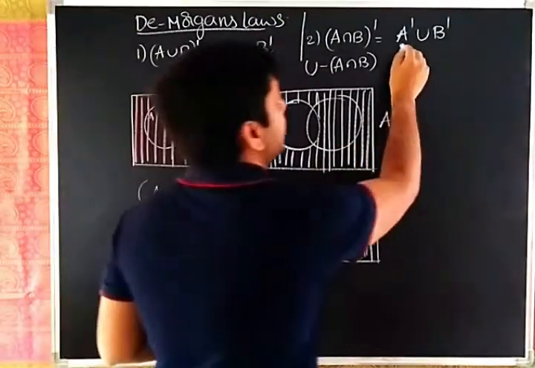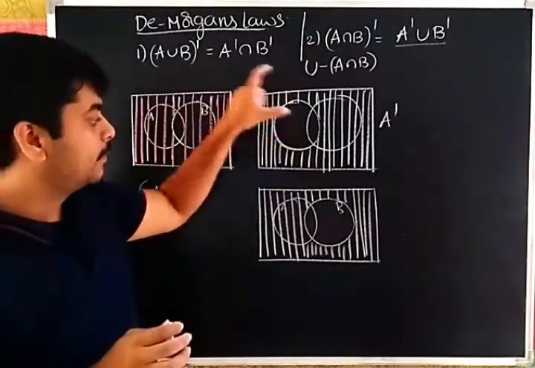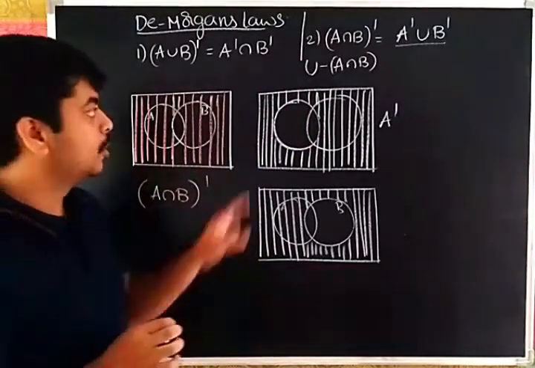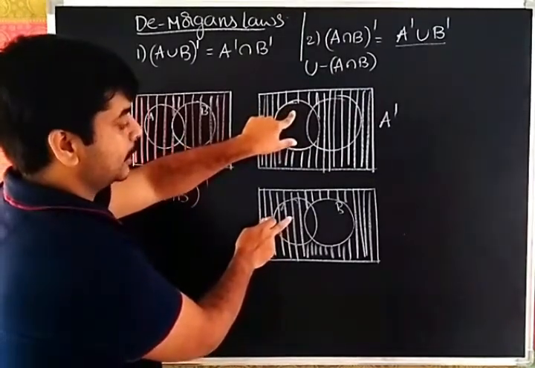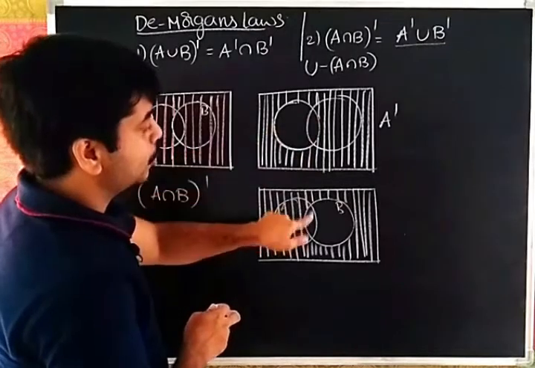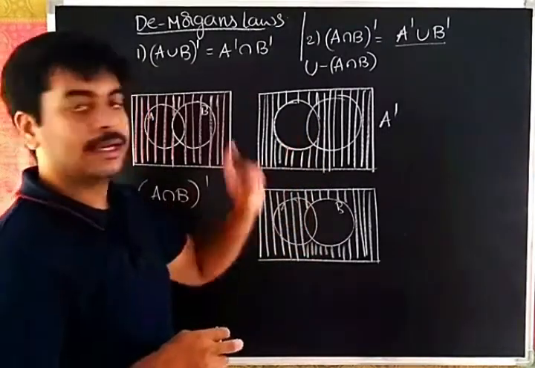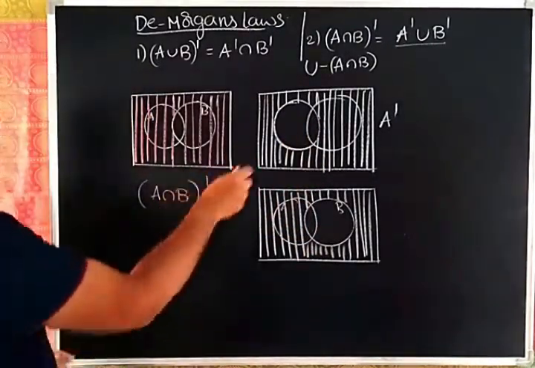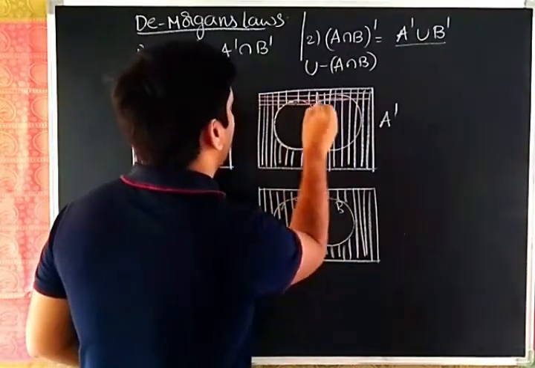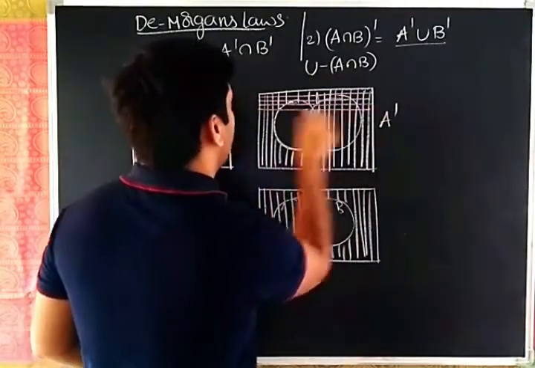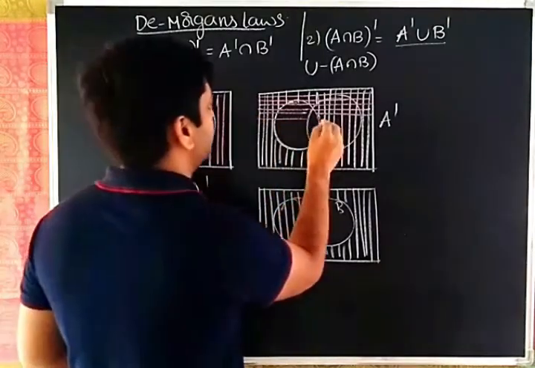Now A complement union B complement means the complete shaded region between A complement and B complement. If you carefully observe, this complete thing is shaded, as well as this part is also shaded here. But this intersection part is not shaded between these two. Not shaded. That means this region we need to remove. So if you club these two, I will get the region as all of A and B, except the common intersection part, which is not shaded in both the parts.